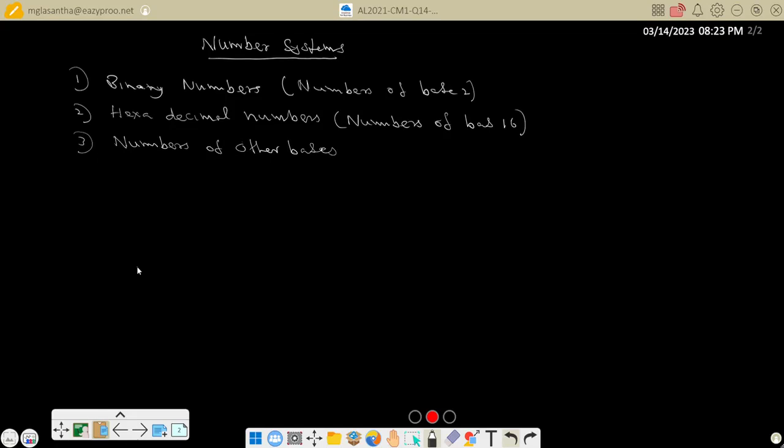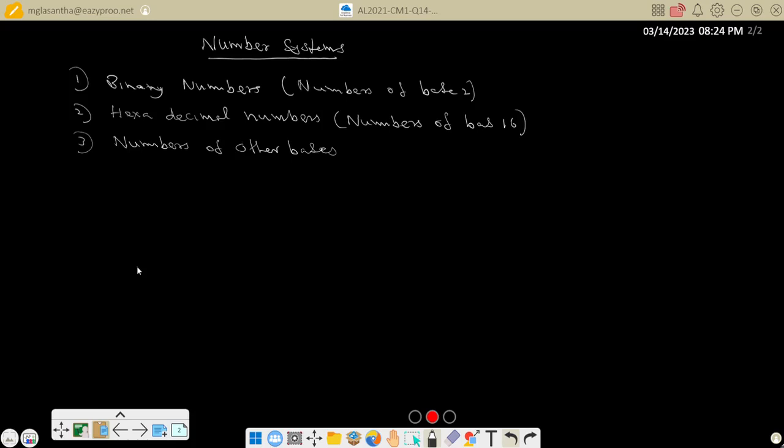Number systems. If you take number systems, the familiar number system is the decimal number system. We are familiar with that number system. It is the ordinary number system we learn from our childhood, right? Base 10 numbers.